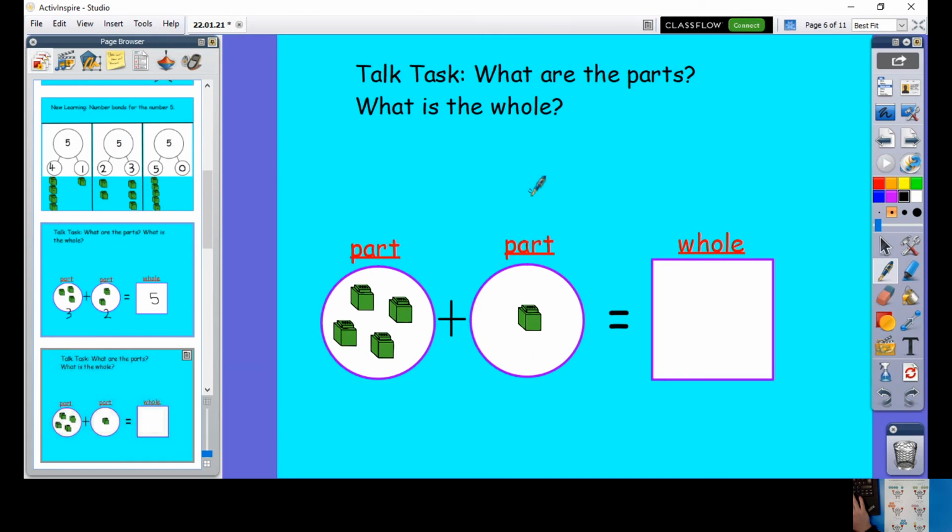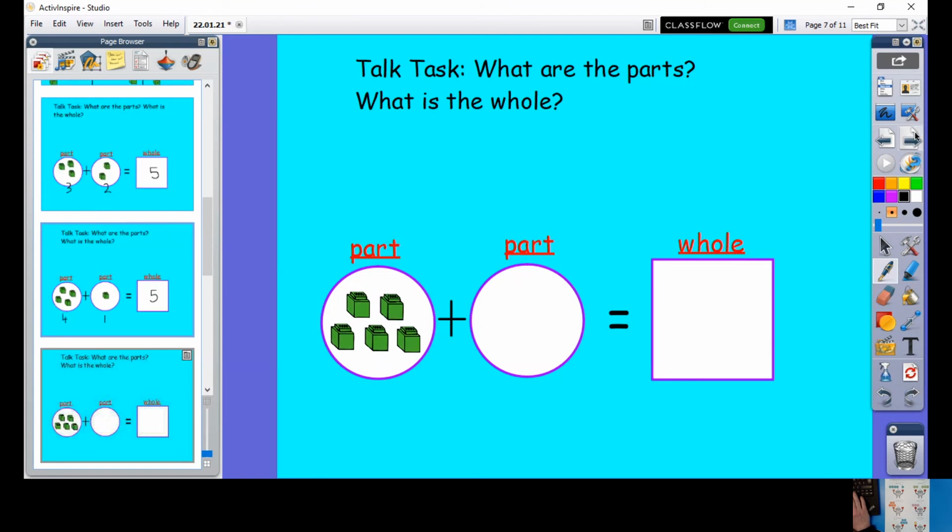Okay, what are the parts and what is the whole? Pause the video and have a go. Okay, boys and girls, let's work it out. So how many have I got in this part? 4, well done if you said 4. How many have I got in this part? 1. 4 and 1. Let's count on. 4, 5. 4 and 1 makes 5. Well done, boys and girls. On to the next one.